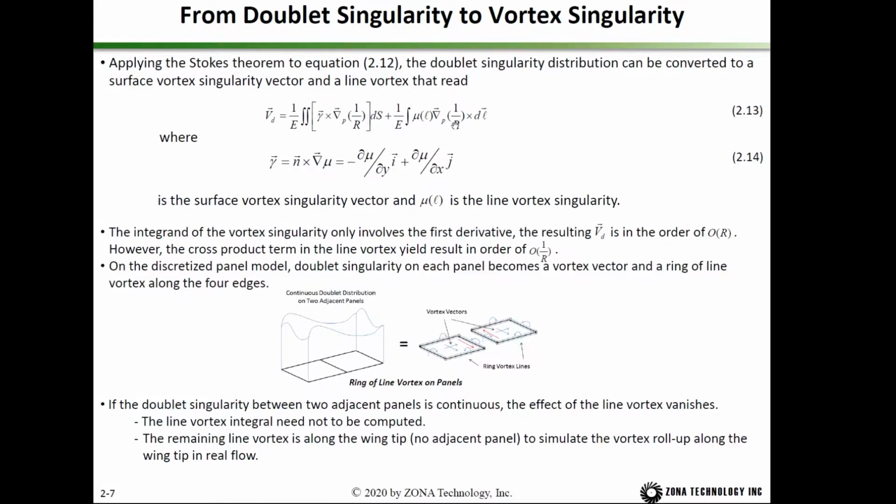And this is the line, the vortex line, and it has one derivative, so it's 1 over r cubed, but we only have one integral, so the resulting solution is in the order of 1 over r. So this term still is singular.